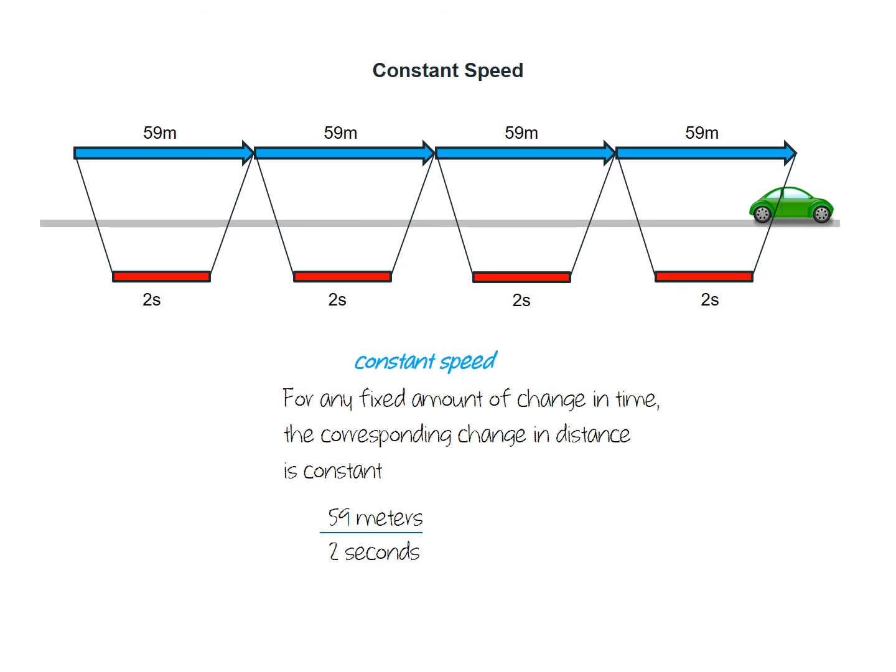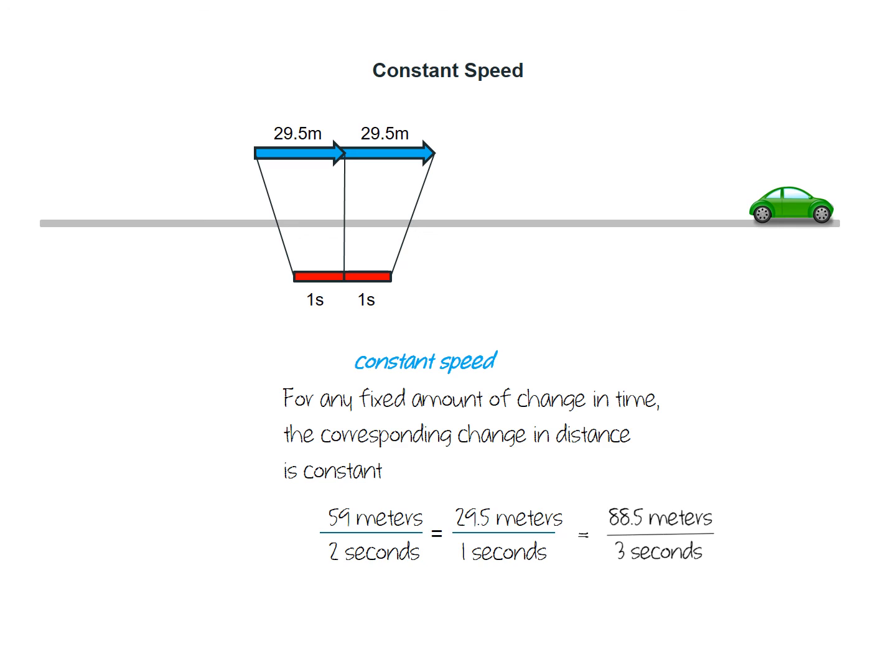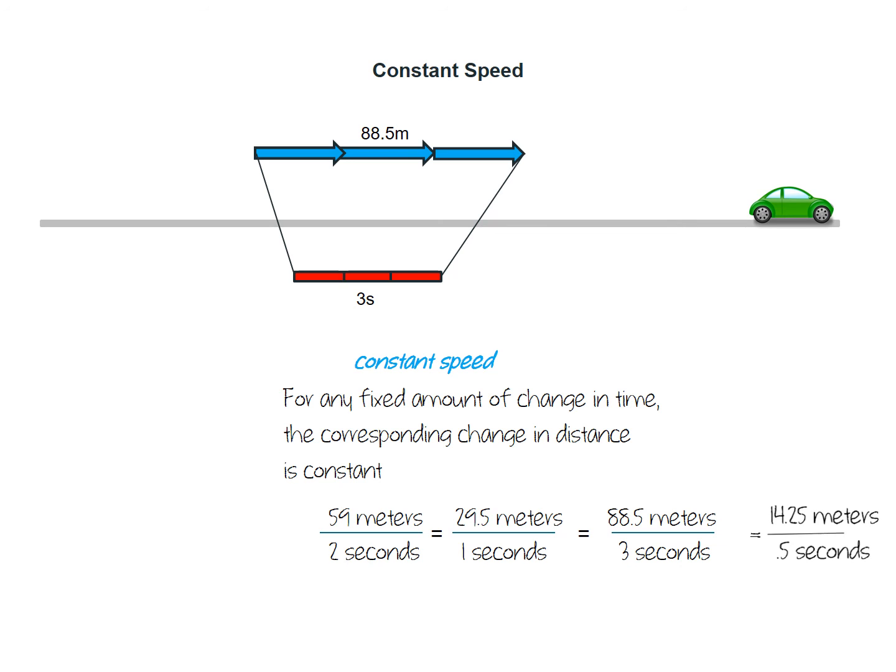And this is what it means for the car to be moving at a constant speed. Another important aspect to constant speed is knowing that the car travels 59 meters for every 2 seconds allows us to know how far the car travels over any other period of time. For example, if the car travels 59 meters in 2 seconds, the car must also travel 29.5 meters every second, or 88.5 meters every 3 seconds, or 14.25 meters every half second.